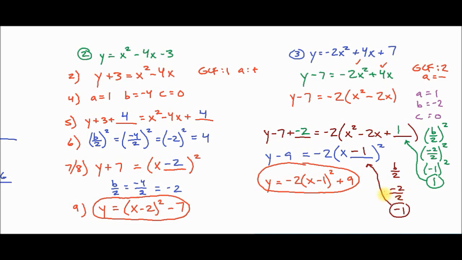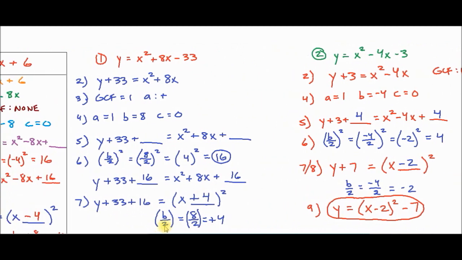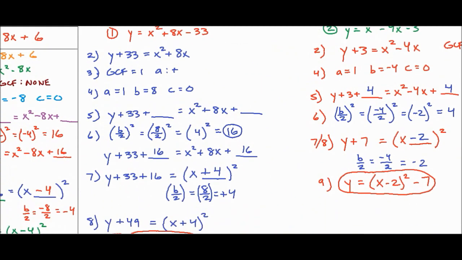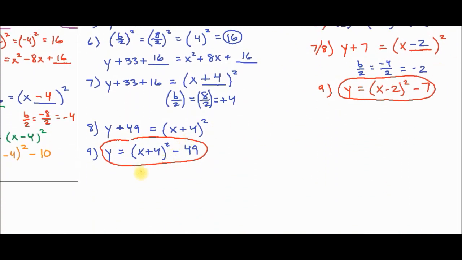Now class, one of the things you can do on these completing the square problems is you can check them, just like factoring. Let's go back to our first one and, I got a few minutes here, let's recombine or redistribute these and see if we get the same answer. So I'm going to put this in green. This is just x plus 4 times x plus 4 minus 49.